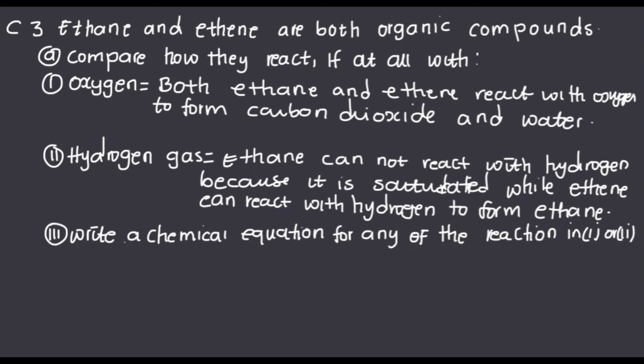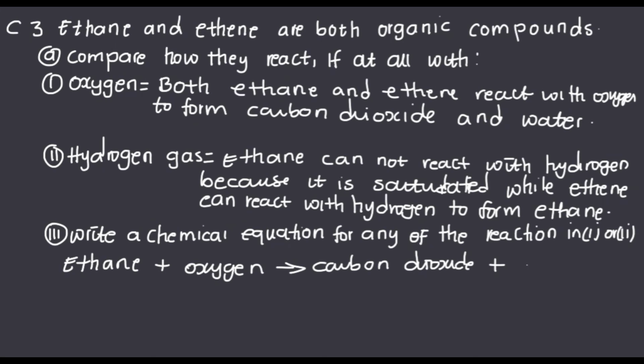Now for Roman numeral two, write a chemical equation for any of the reactions in one. So here we have been given the chance to make a choice. We can write the combustion or hydrogenation, depending on the one. Now let's look at combustion. Let's say we want to use ethane plus oxygen. As long as it's complete combustion, we are expecting to get carbon dioxide plus water.